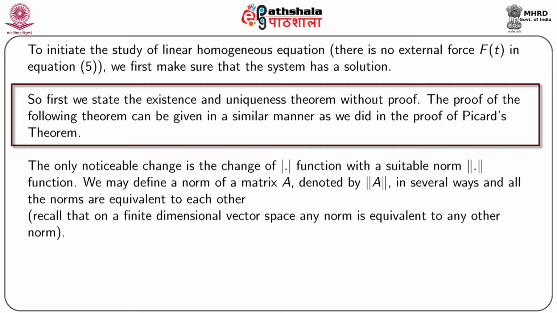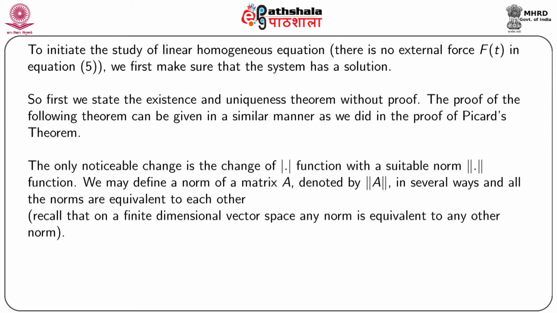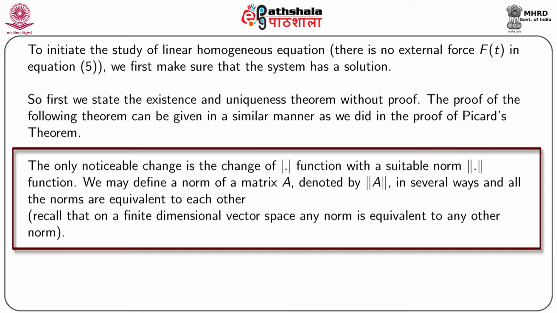The proof of the following theorem can be given in a similar manner as we did in the proof of Picard's theorem in previous chapters. The only noticeable change is the change of the modulus function with a suitable norm function. We may define a norm of a matrix, denoted by norm A, in several ways, and all the norms are equivalent to each other.